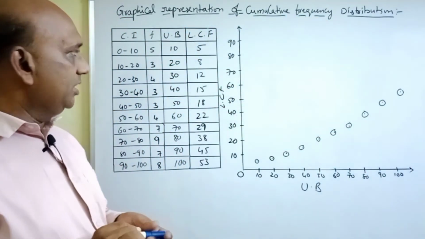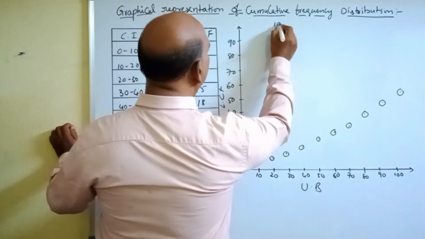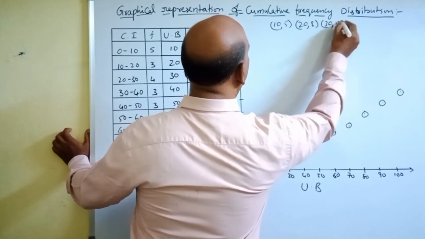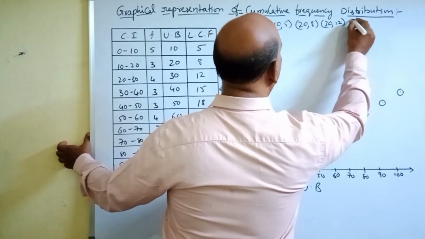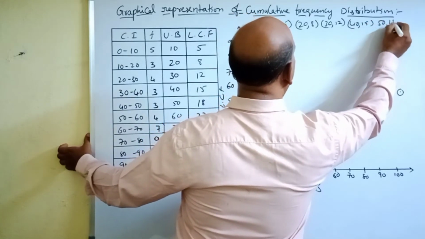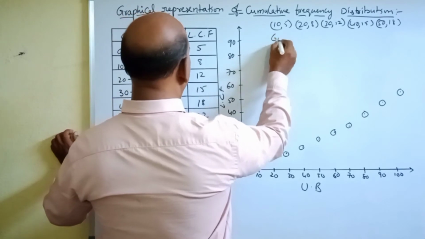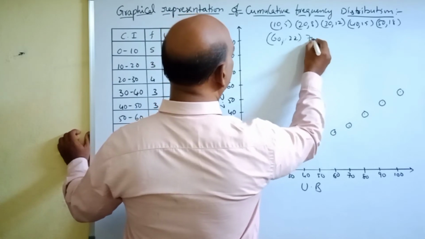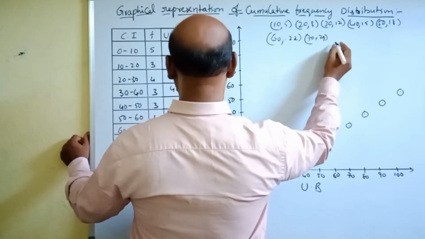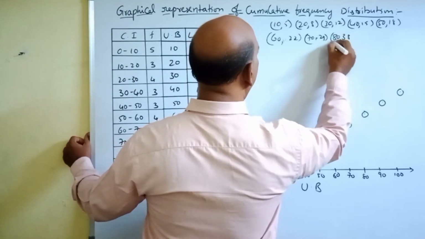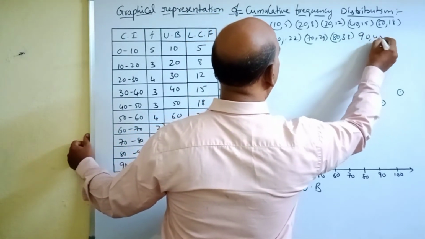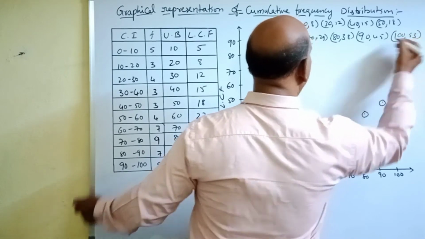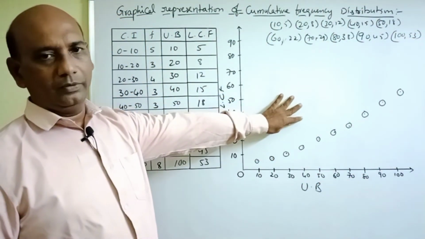So I plotted all these points. Those points are 10, 5, 20, 8, 30, 12, 40, 15, 50, 18, and then 60, 22, 70, 29, and then 80, 38, 90, 45, and at last 100, 53. So these are the points I plotted on this graph.